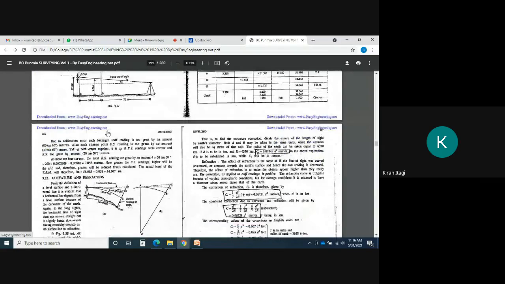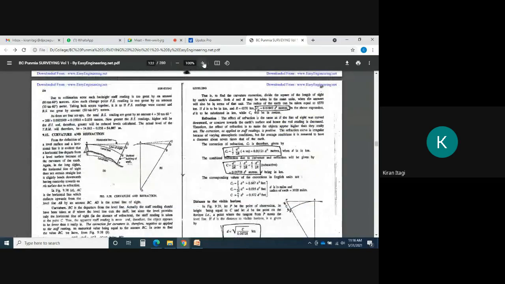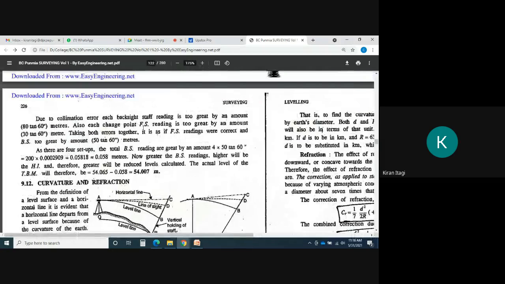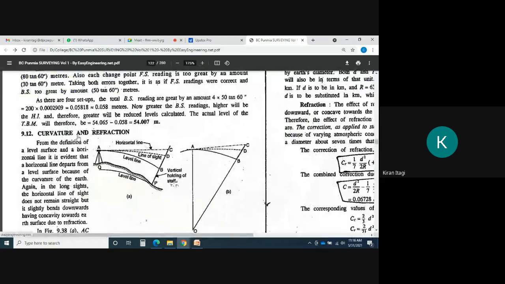Directly going to reciprocal leveling, here we have two errors. I will explain it here only. We have a figure also. The two errors are curvature error and refraction error. At the starting stage I told you, if the surveying area is more than 250 square kilometers, then we consider the actual curvature of the earth. If not, we consider the earth as flat.